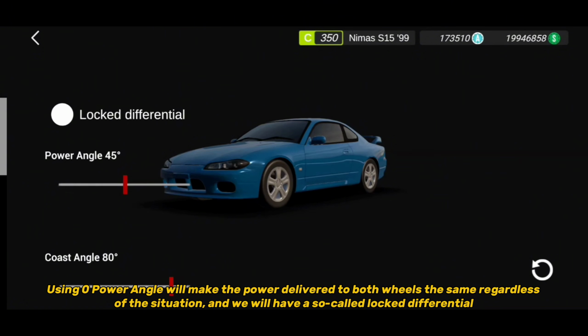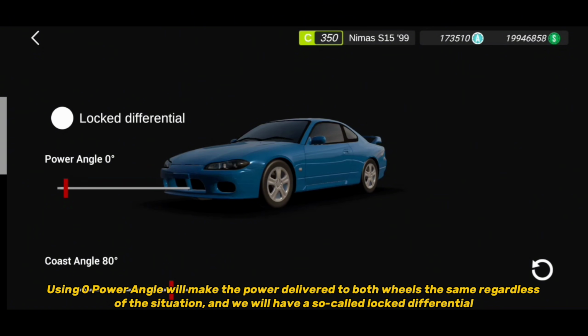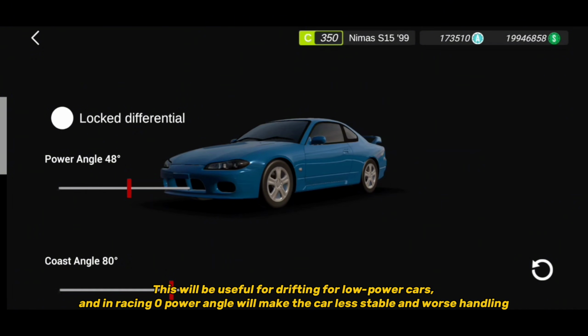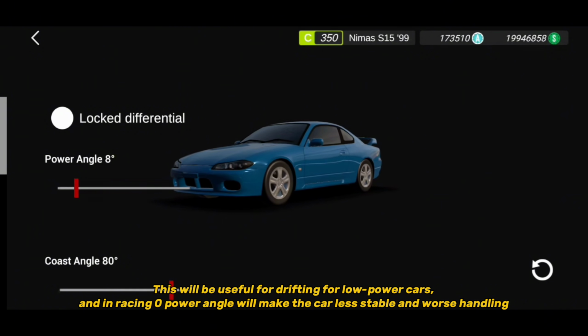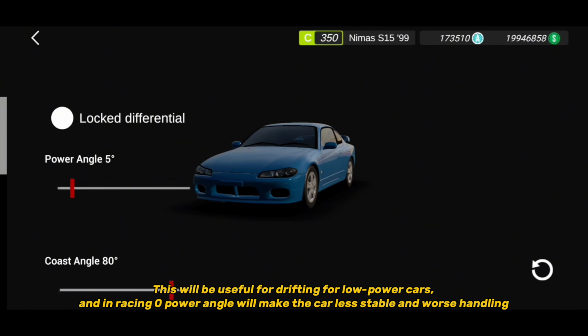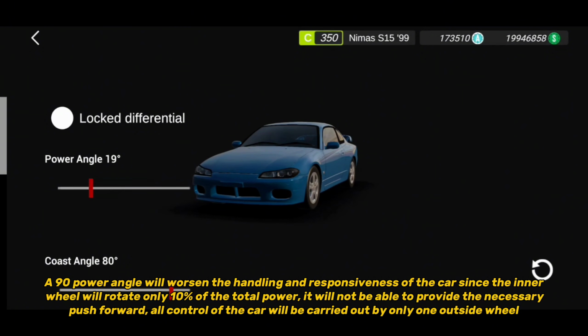Using zero power angle will make the power delivered to both wheels the same regardless of the situation, and we will have a so-called locked differential. This will be useful for drifting for low power cars, and in racing, zero power angle will make the car less stable and worse handling. A 90 power angle will worsen the handling and responsiveness of the car.